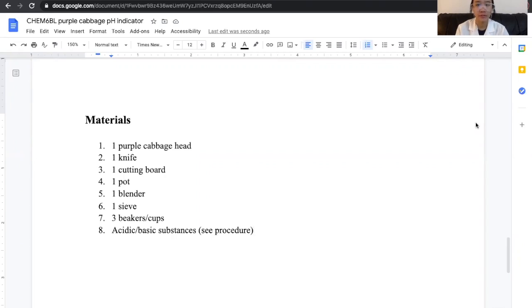To start, let's take a look at the required materials. Really briefly, you're going to need a purple cabbage head, of course, and then one knife, a cutting board, one pot for the boiling method and one blender for the blending method, one sieve to remove the solids, and 3 beakers or cups. They should be see-through or glass. And then the acids and bases that will be used to change the pH. You can find the table in the procedure that I'm going to go over next.